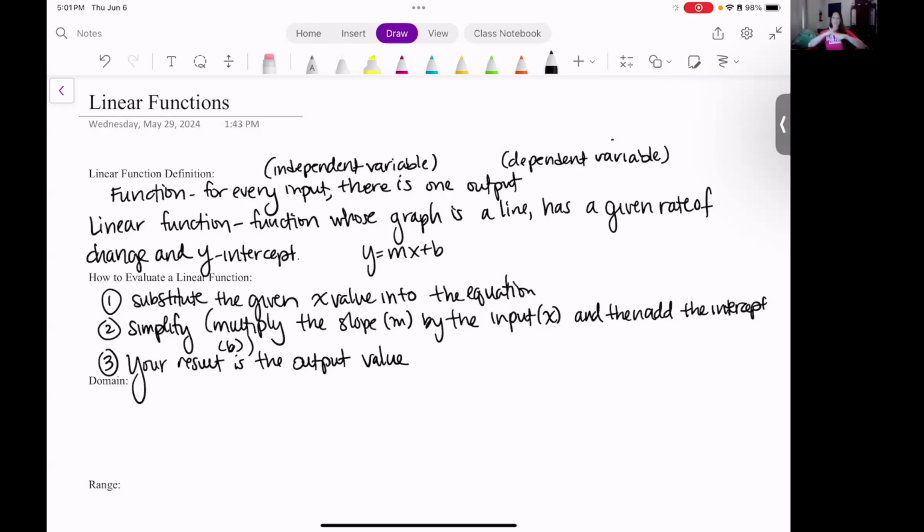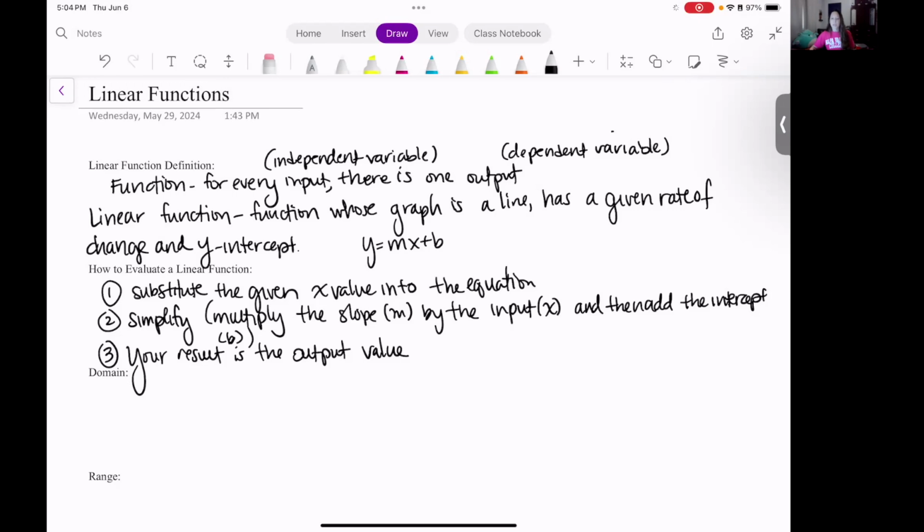So in a linear function, we've got a line. It's either flat, it's got a positive slope, a negative slope, something like that. We know it's a function. For every input, there's an output, but we want to identify the domain and the range. What is the domain and what is the range? A domain is the set of all possible x values of the function.